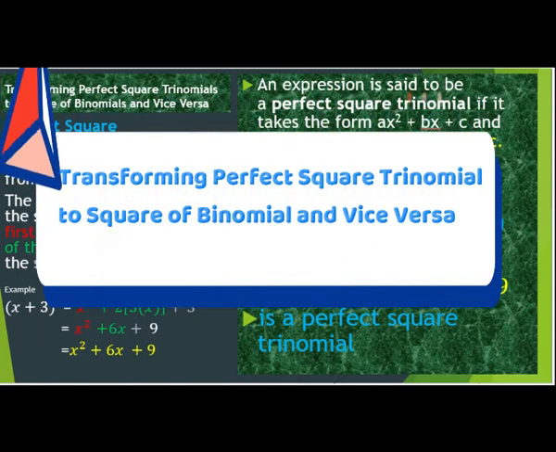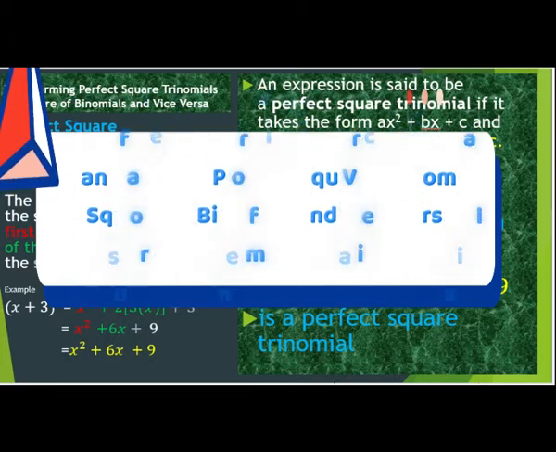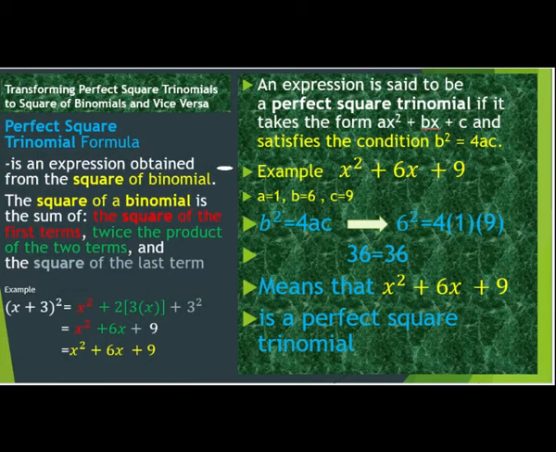Today we are going to discuss transforming perfect square trinomials to square of binomial and vice versa. A perfect square trinomial is an expression obtained from the square of a binomial. But what is the square of a binomial? It is the sum of the square of the first term, twice the product of the two terms, and the square of the last term.